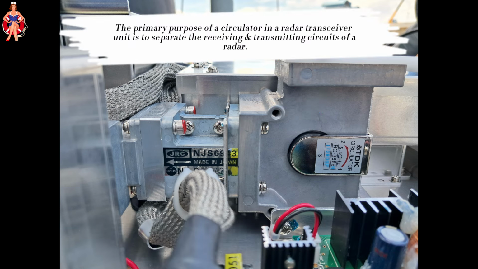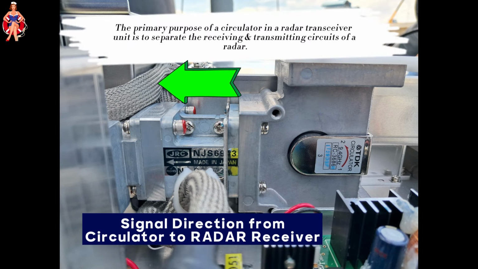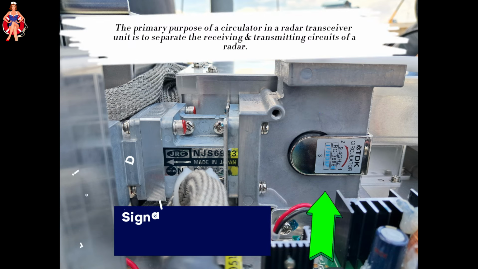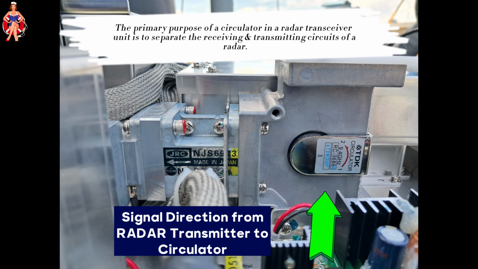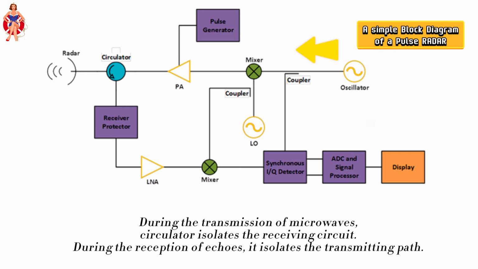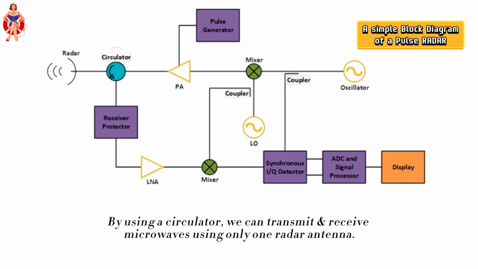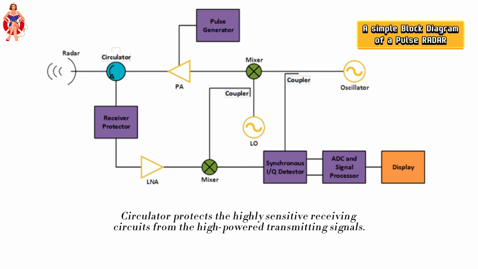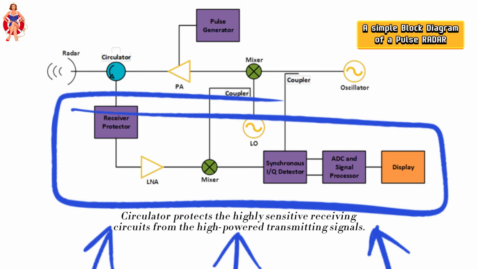The primary purpose of a circulator in a radar transceiver unit is to separate the receiving and transmitting circuits of a radar. During the transmission of microwaves, it isolates the receiving circuit. And, during the reception of echoes, it isolates the transmitting path. By using a circulator, we can transmit and receive microwaves using only one radar antenna. Moreover, the circulator protects the highly sensitive receiving circuits from the high-powered transmitting signals.